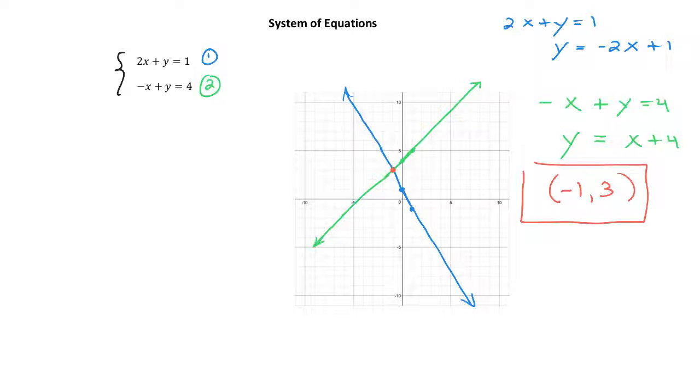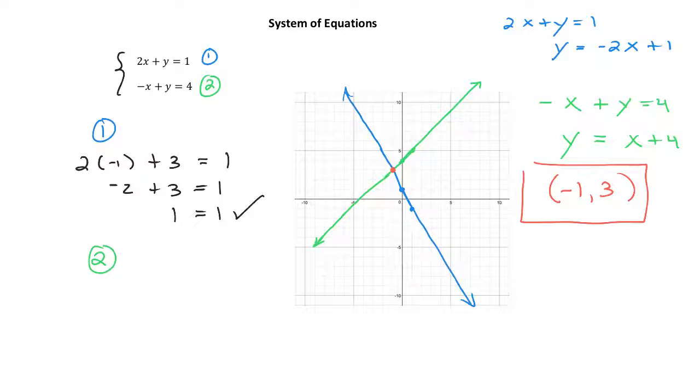If I want to check this, I'll plug it into both equations. So I'll check the first equation. That means I put negative 1 in place of x and 3 in place of y. That's negative 2 plus 3 is 1. And 1 is equal to 1. Great, negative 1, 3 definitely works in the first equation.